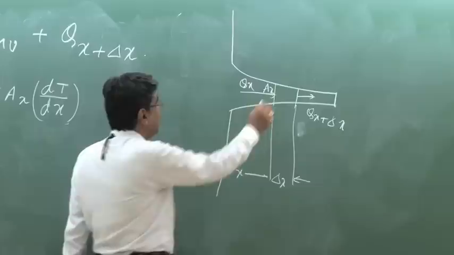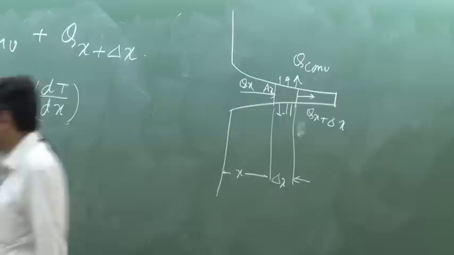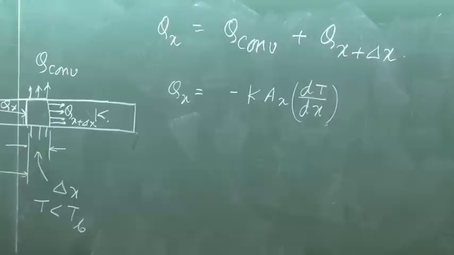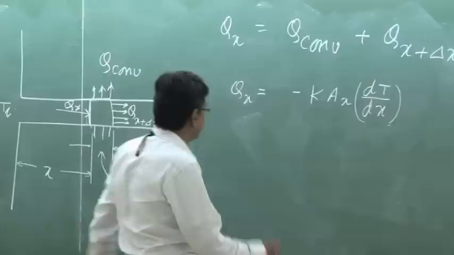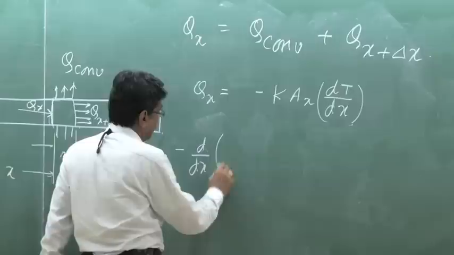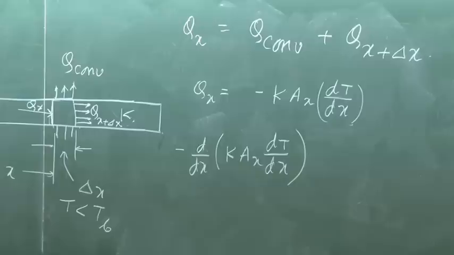Then Q convection, that is the heat transfer rate. So that's why minus K A x dT dx. Now if you solve this by expanding the Taylor series, then Q x plus del x is Q x plus d/dx of Q x times del x, plus Q convection.